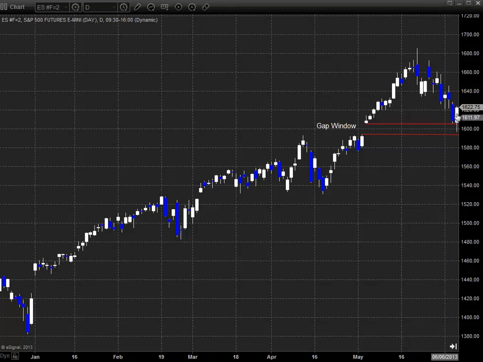The next day, this is the day of the trade. This is the white candle. We opened in this area, but actually proceeded lower and came in to just about fill this gap, but we didn't quite get there.